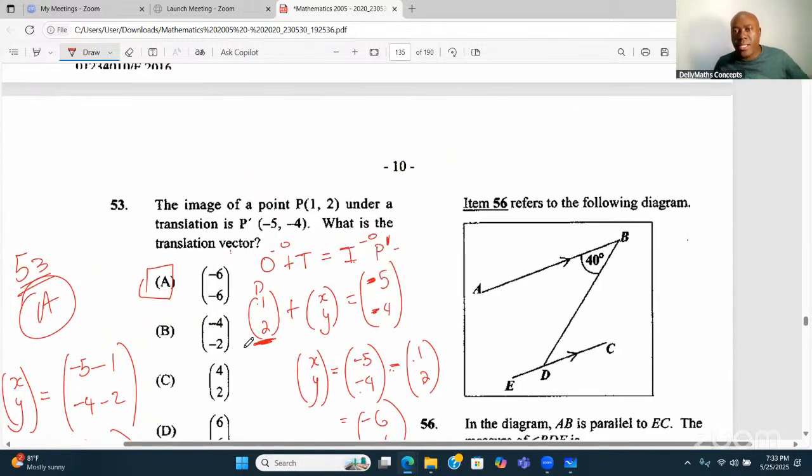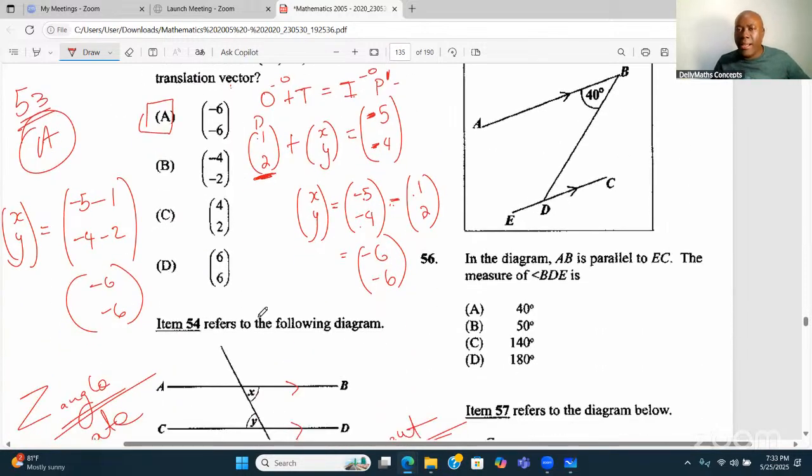For the next question, we are saying parallel lines. See, parallelism was being displayed right there. So they are parallel. The question says in the diagram, AB is parallel to EC. The question is the measure of the angle BDE. Mark the angle BDE, then mark this angle right here, BDE.